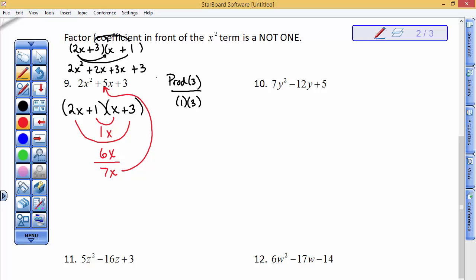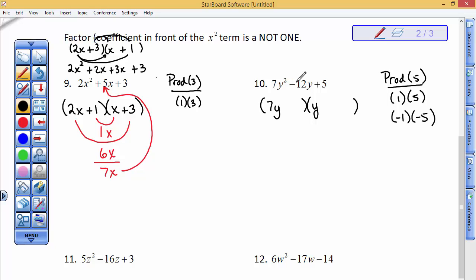Let's go over here and try this one, because this number 7 is a prime number. So it's kind of nice. So I know that I'll need a 7y and a y here, so that when I FOIL that, I get 7y squared. And I still do need two numbers whose product is 5. So my only options are 1 times 5 and a negative 1 times a negative 5. And I want the middle terms to add to be a negative 12 when I put those answers in. So it's either going to be a negative 1 here and a negative 5 here, or it's going to be a negative 5 here and a negative 1 here. So that again, I do get this positive 5 at the end.